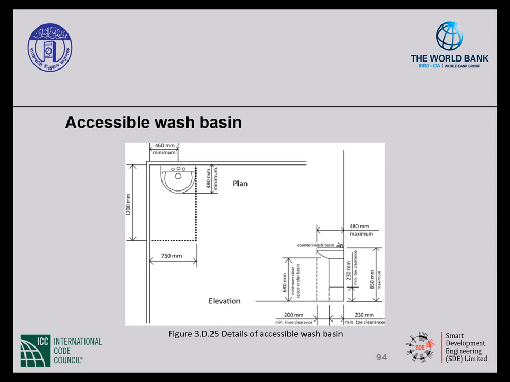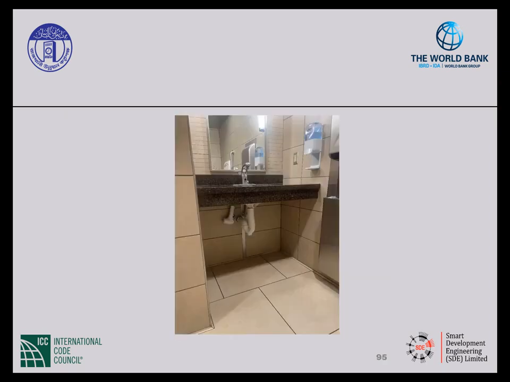Provide knee and toe clearance underneath, which is a minimum 680 millimeters clear under the fixture for a distance of 200 millimeters from the face of the fixture, and the toe clearance is at a point starting 200 millimeters back. Provide a minimum 230 millimeters above the floor by 230 millimeters deep.